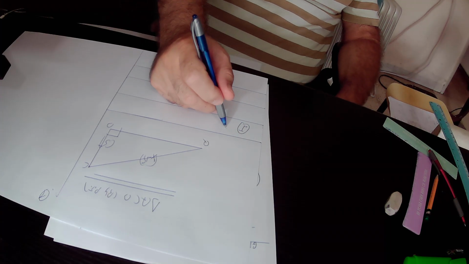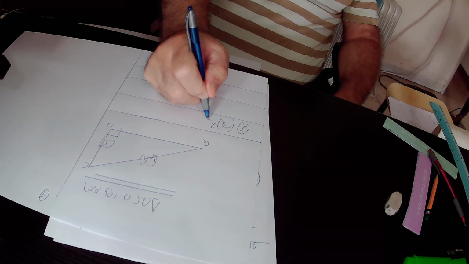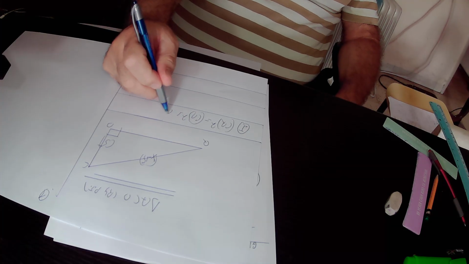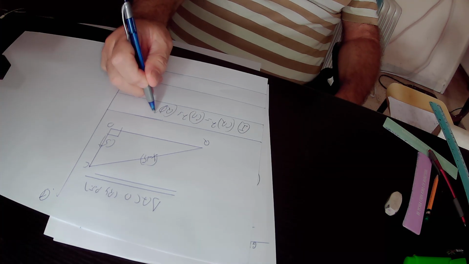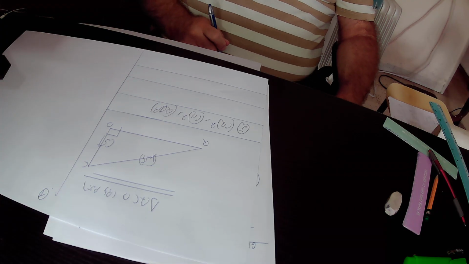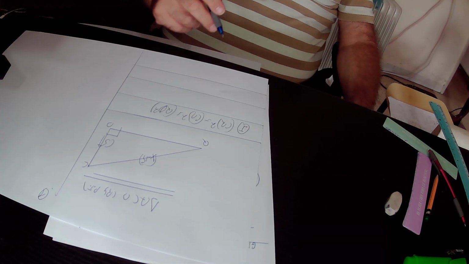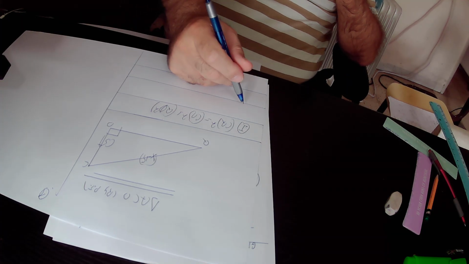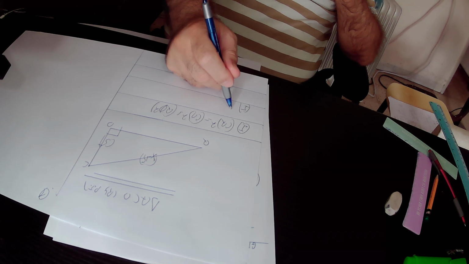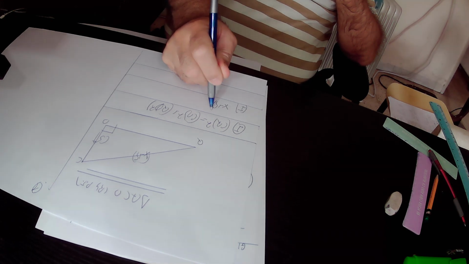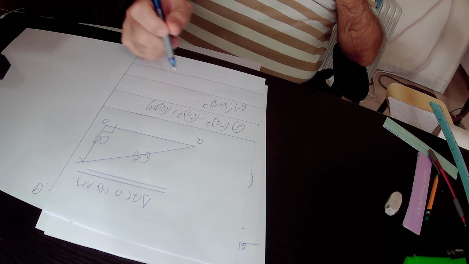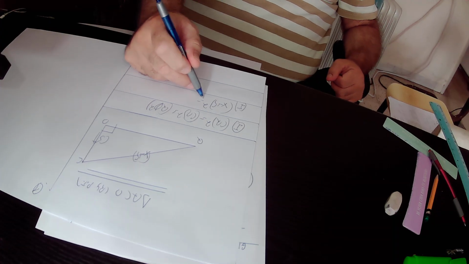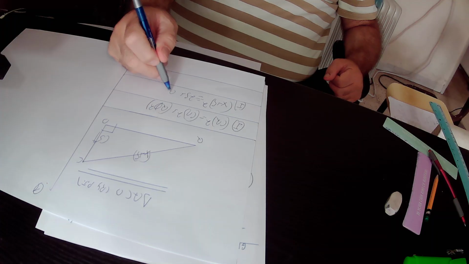So CQ squared, that is the square of the hypotenuse, is equal to CO squared plus QO squared. CQ is x plus 5, therefore CQ squared is (x plus 5) squared, and it equals CO squared. CO is 5, therefore CO squared is 5 squared, that is 25, plus QO squared.